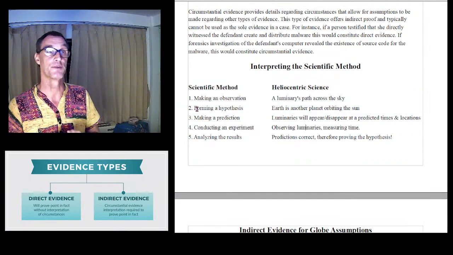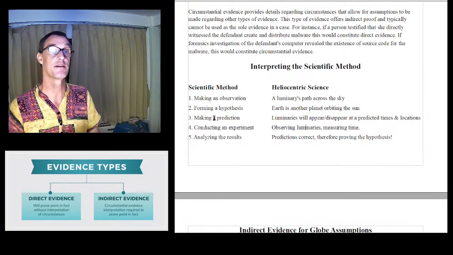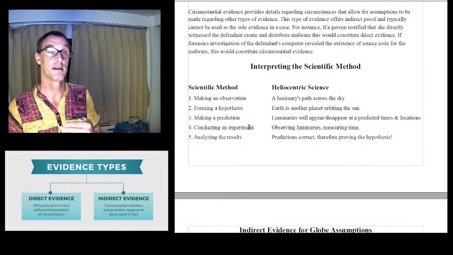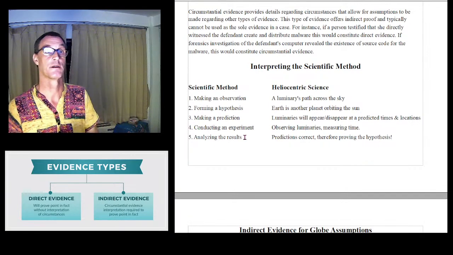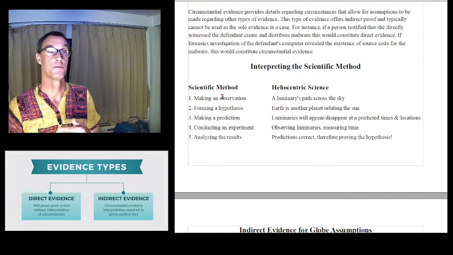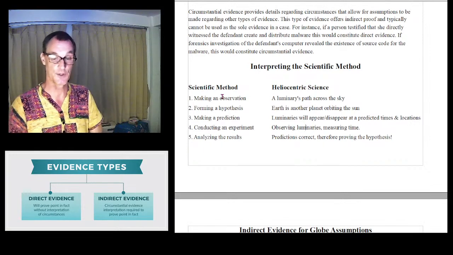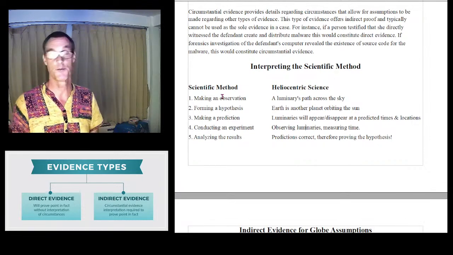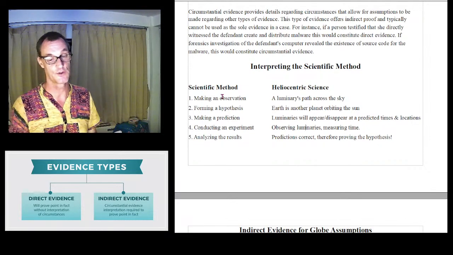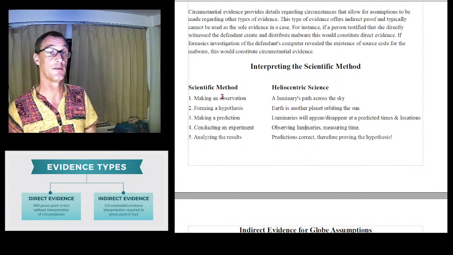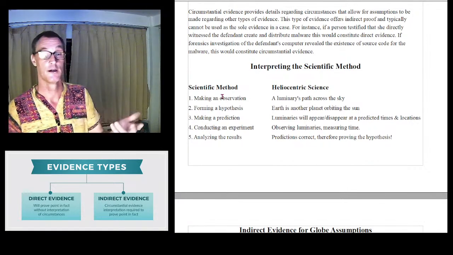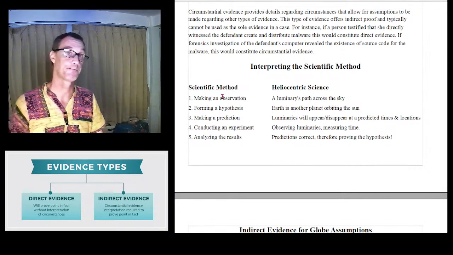Making an observation, forming a hypothesis, making a prediction, conducting an experiment, and analyzing the results. So, you can obviously predict that certain things will happen based on your theory, and your experiment would then seem to prove or disprove your theory if you were able to make a prediction.